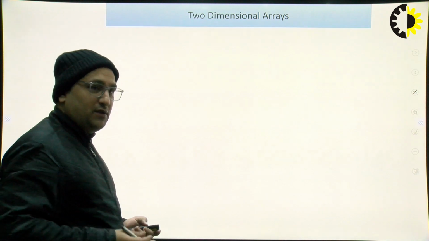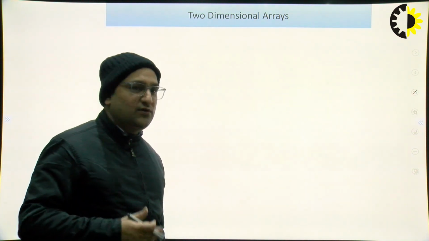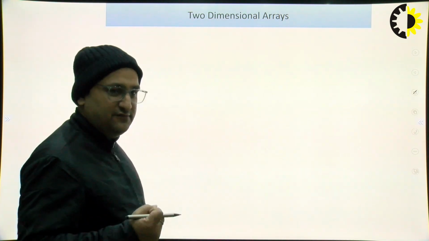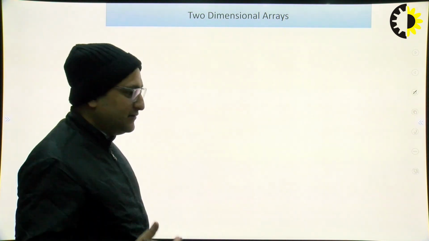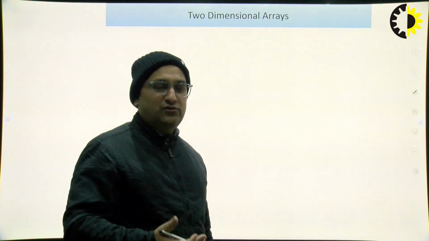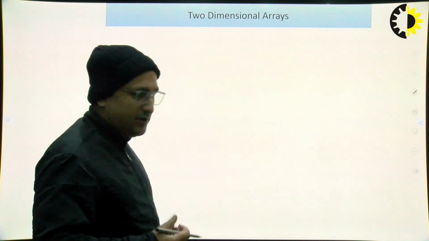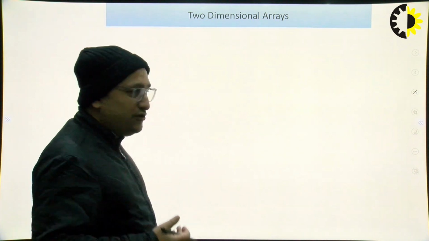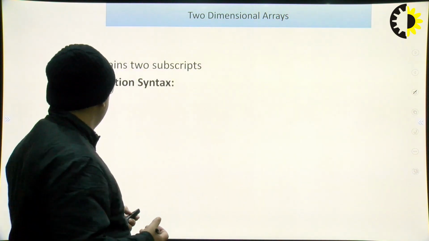So in the last lecture we talked about the one-dimensional array, right? So what was that? That is a collection of similar types of items put together, so that you need not have multiple variables declared for a particular thing in your program. So in continuation of that, there is another concept, the two-dimensional array.